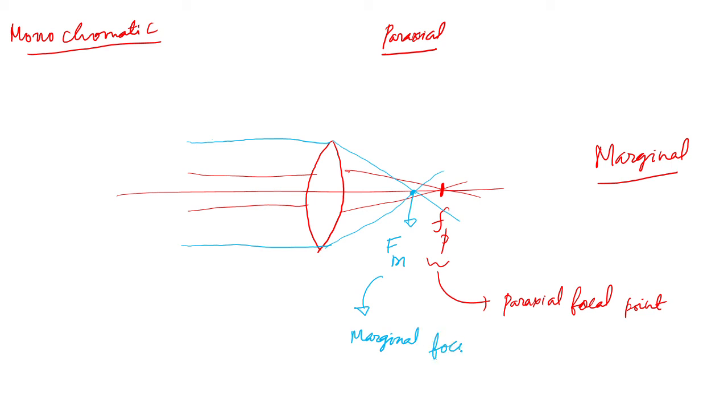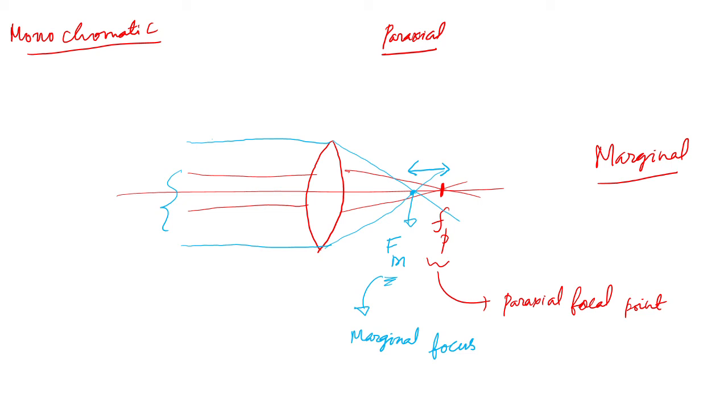Once again, here we are only looking at one single color of light. That's why it's a monochromatic aberration. So even if you have a single color of light, the rays that are coming from the paraxial region focus at FP, the paraxial focal point, whereas the marginal rays focus at a different point, that is the marginal focus. That is because there is a difference in the height, right? So we can see that there is a distance between these two.